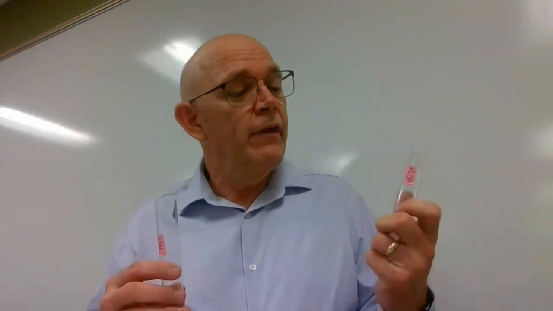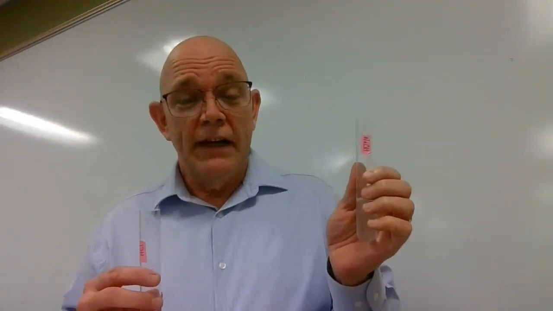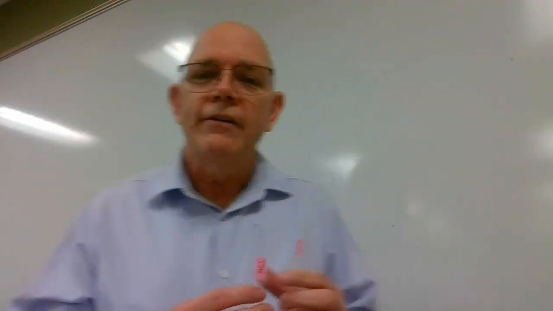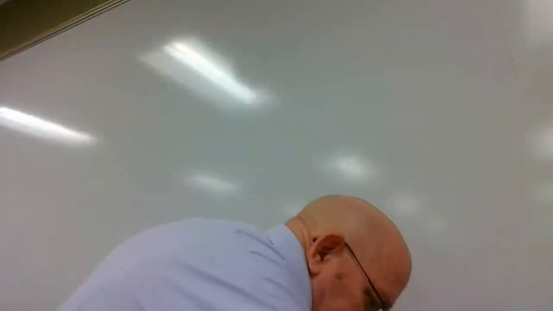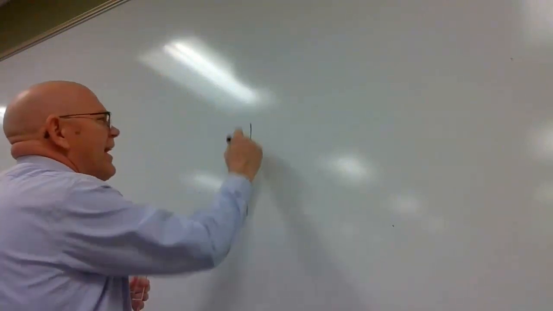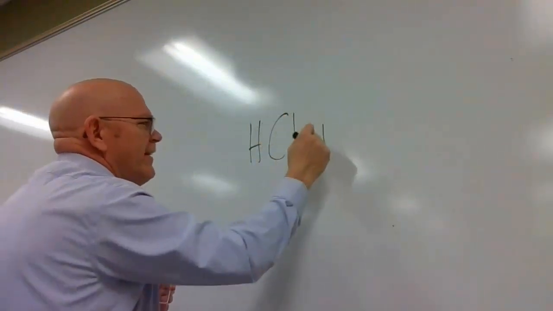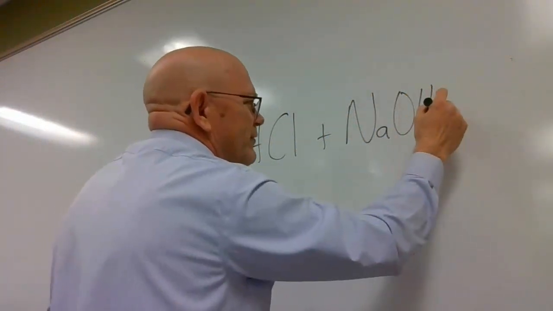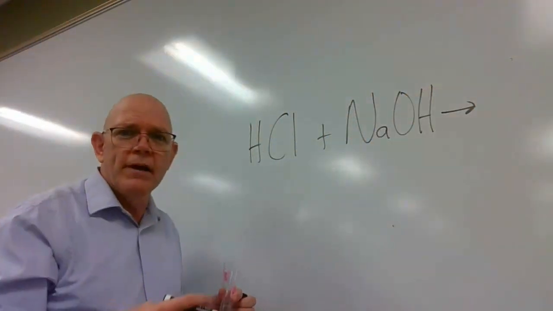Remember, bases like to accept hydrogens and acids, like HCl here, hydrochloric acid, like to give them away. So let's just write this out as a formula first of all. We know how to do reactions now. We have HCl plus sodium hydroxide, which is NaOH, basically Drano, a very strong base, okay?